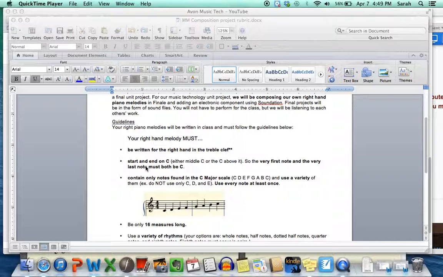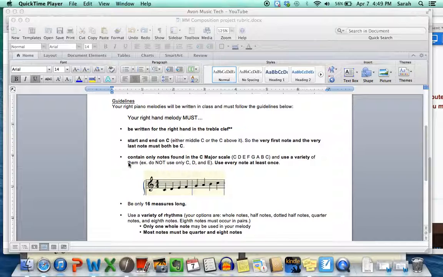These guidelines may change just a little bit depending on how I edit the project, but more or less they will remain the same. Your melody must be written for the right hand, which means it has to be written in the treble clef, not the bass clef. Your melody must also start and end on C, either middle C, which is right here, or the C above it, here. In other words, the very first note of your melody and the very last note must both be C.